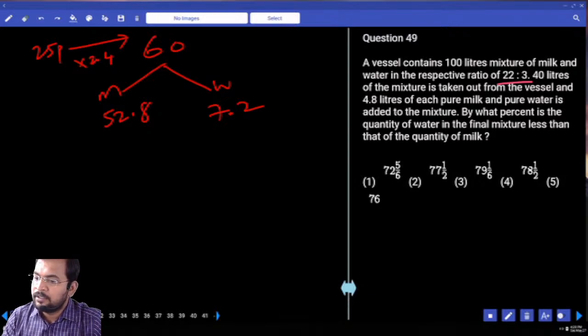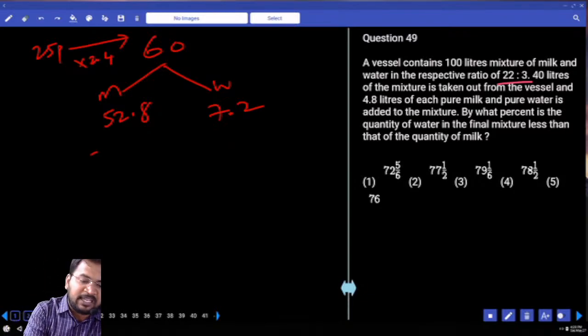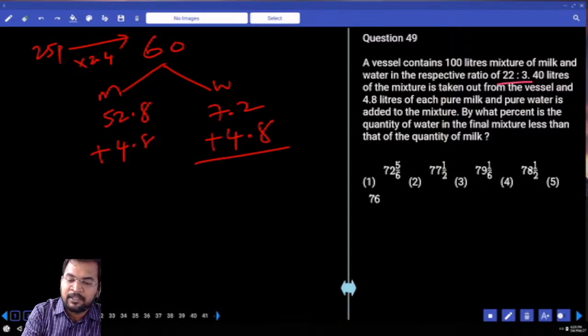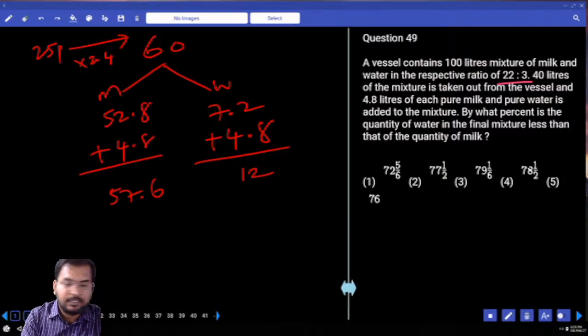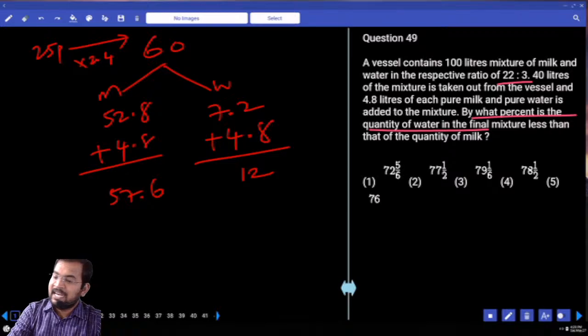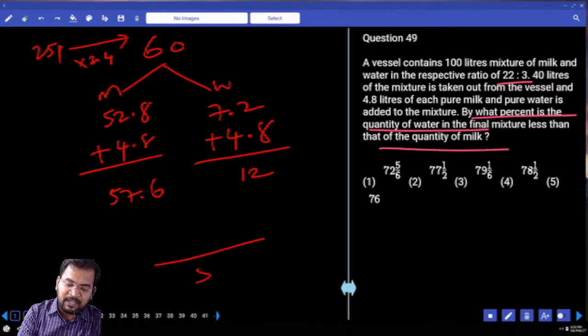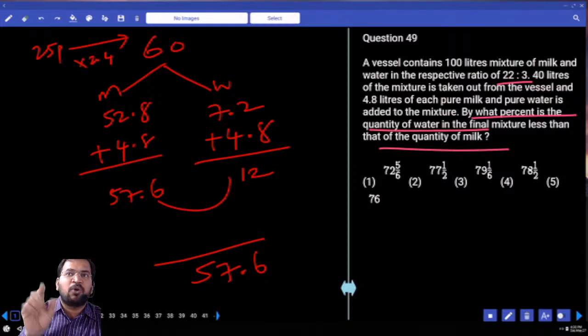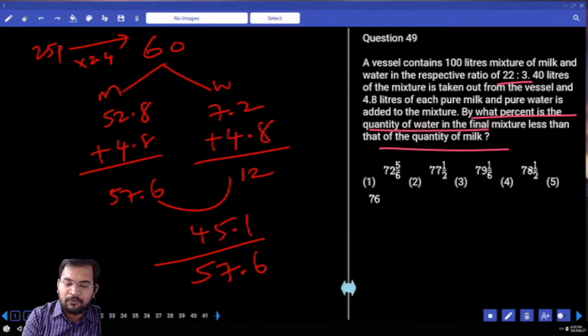Now what happened? 4.8 liters of pure milk is added and 4.8 liters of water is added. Now tell me, this is how much? 57.6 na. This is how much? 12 na. Now they are asking by what percentage is the quantity of water in the final mixture less than that of milk. They compared with milk na. Whenever they are asking more or less, we have to go for difference na. Difference is 45.6 na. Are you clear or not?